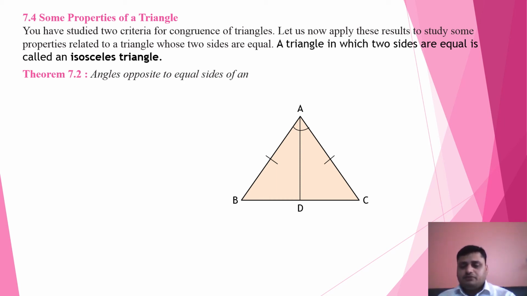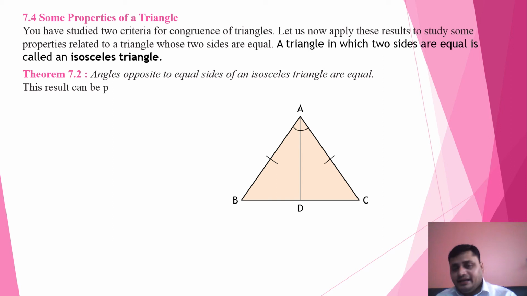What was the statement of this theorem? Angles opposite to equal sides of an isosceles triangle are equal. Angles opposite to equal sides means that two sides are equal, and the angles opposite to those two equal sides will also be equal. So it is clearly known that it is an isosceles triangle in which two sides are equal.